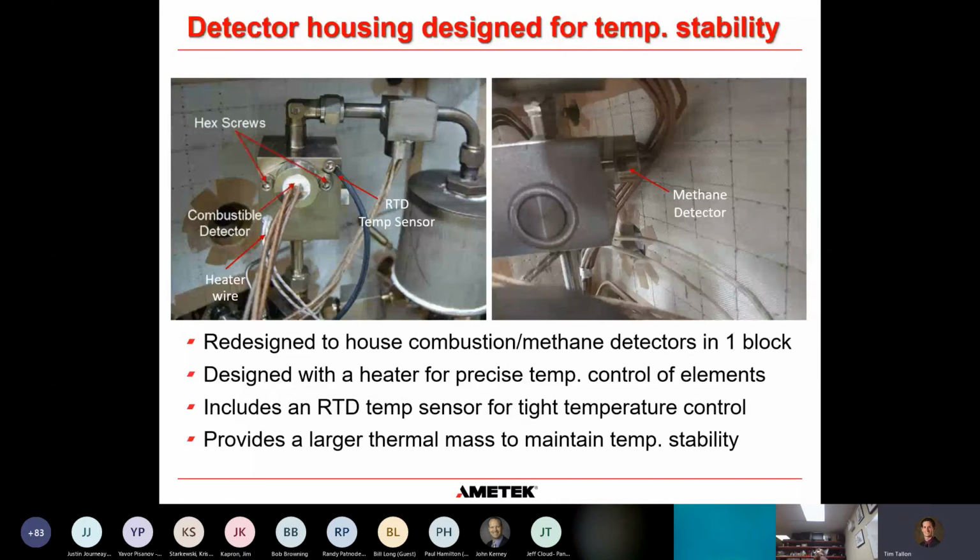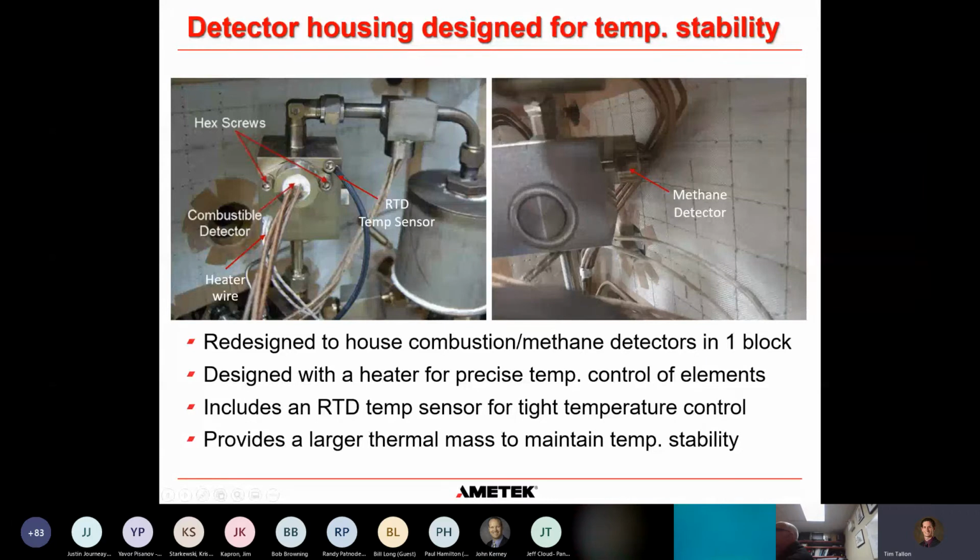So one thing I want to highlight is that the WG5 uses a specific housing that's designed for temperature stability of these hot wire catalytic bead detectors. So it has a completely redesigned housing using this block that you see right here, this combustible block. This housing can be used to house both the combustibles and the methane detectors in one block. You can see here on the front side, here's the combustible detector. On the back side, we have the methane detector.